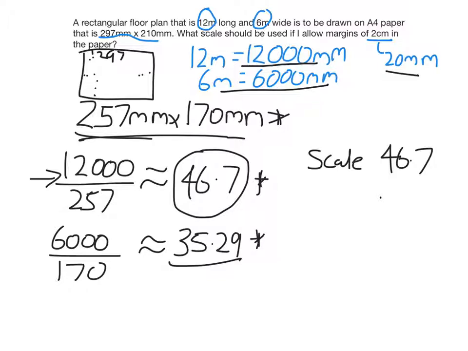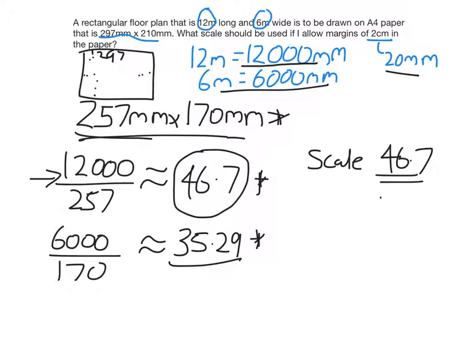But that would make things difficult, because if I have a scale of 1 to 46.7, that means every time I have a meter in real life, I have to divide it by 46.7 to figure out how long it's going to be on the actual drawing. So I don't want 46.7, because that's not an easy number to divide by. That would be really hard to make my drawing exactly accurate. So what I do is I round up. I pick a number that's easier to work with.